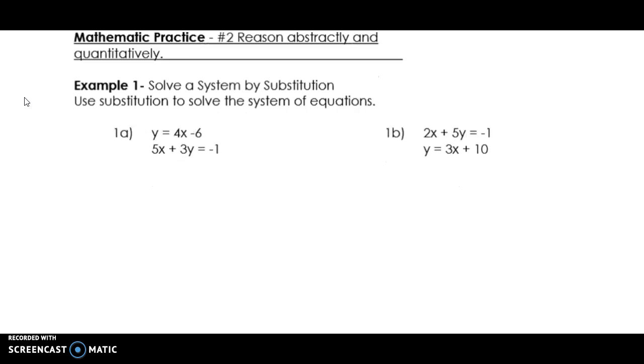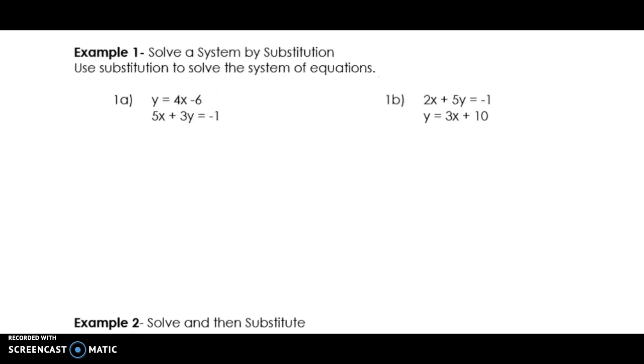Substitution is exactly what it sounds like. It means we're going to sub certain things in for our variables. So if you look at example 1a, we're going to solve this by using substitution. Here is my system of equations: y equals 4x minus 6, and 5x plus 3y equals -1.